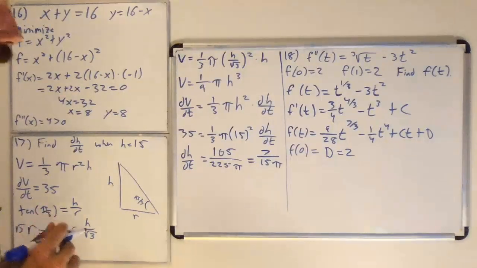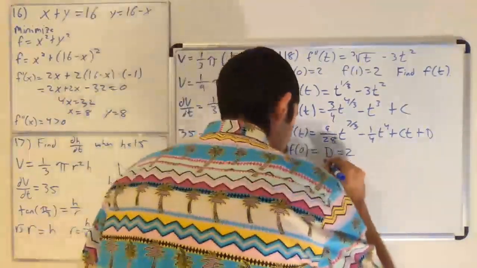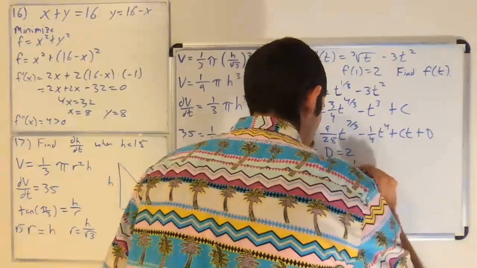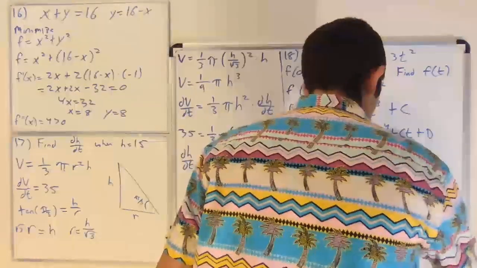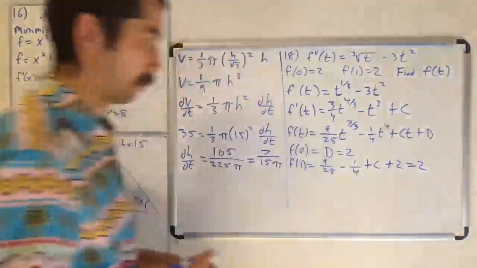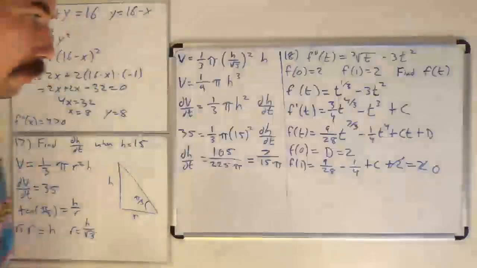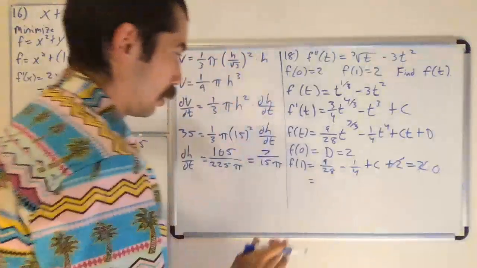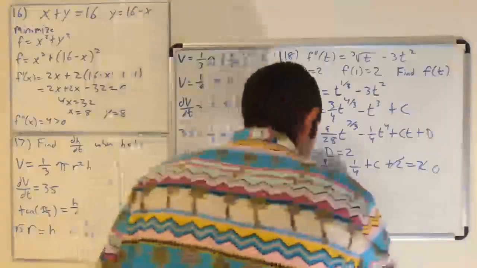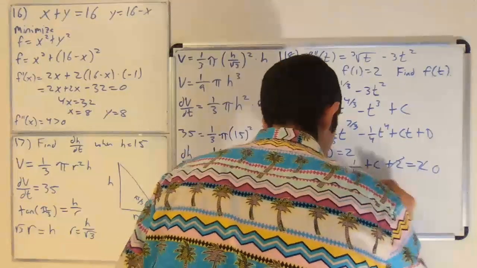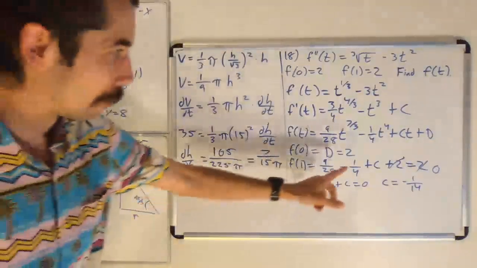Okay? And now we could plug in f of 1, or plug in 1, and we get 9/28 minus 1/4 plus c plus 2 equals 2. Let the plus 2 and 2 cancel. We're left with 0. 9/28 minus 7/28 is 2/28, which is 1/14. We get c is equal to minus 1/14. Okay, and so now we have d and c.